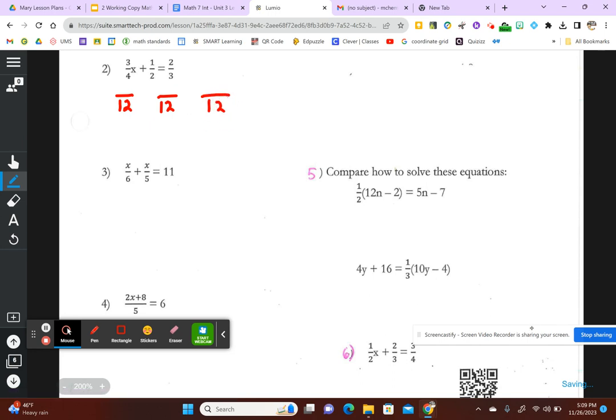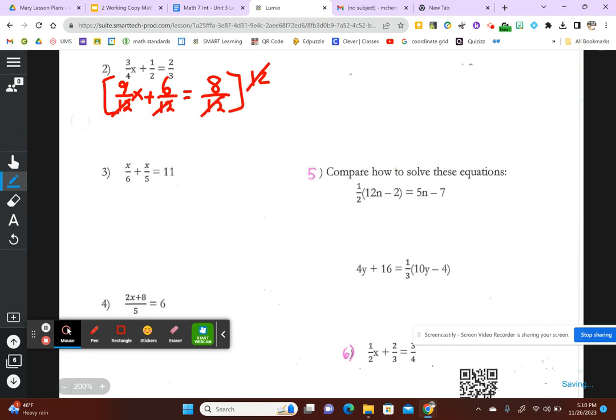Well, 4 goes into 12 3 times. 3 times 3 is 9. So 3/4 x is the same as 9/12 x. Plus 2 goes into 12 6 times. 6 times 1, this is 6/12. And 3 goes into 12 4 times. This becomes 8/12. So now that they're all renamed to have a denominator of 12, I multiply both sides by 12.